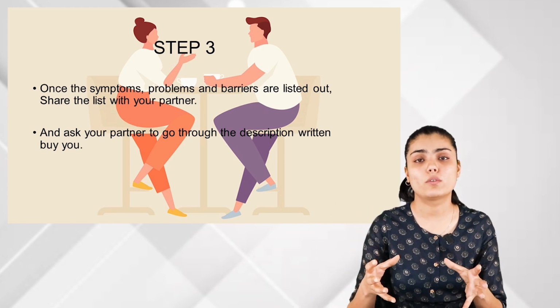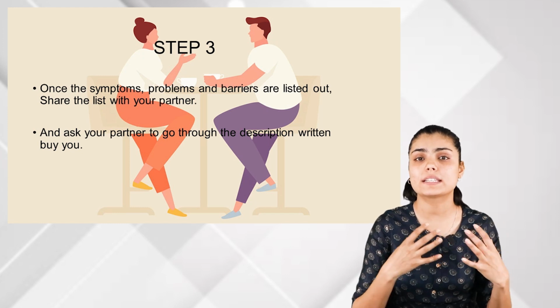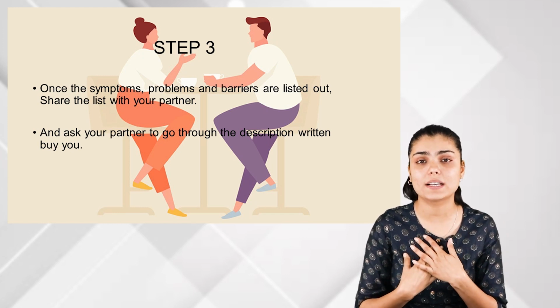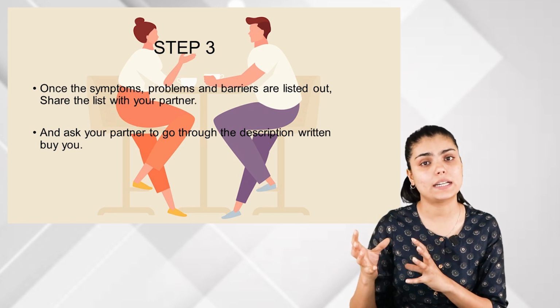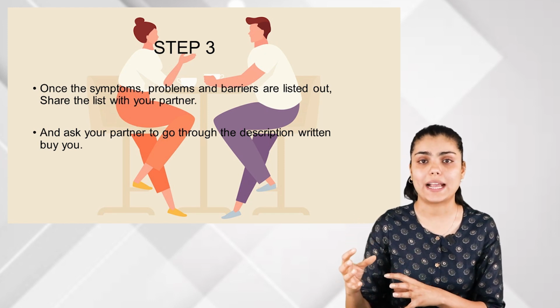There are two people involved in a relationship. Till now, in the first and second step, it was just one single individual who admitted that they have a problem. They listed down the symptoms and wrote what the actual problem is. In step 2, the same person listed out the barriers that they find in their relationship. So in the third step, you will be sharing those with your partner, and you'll ask your partner to read your description about the problem, the symptoms, and the barriers.